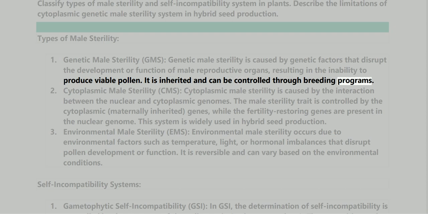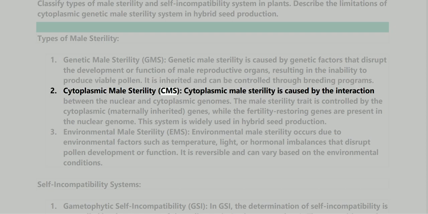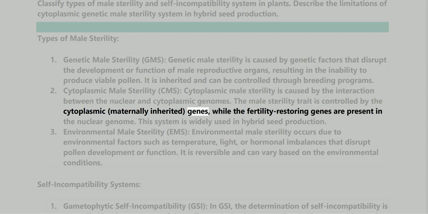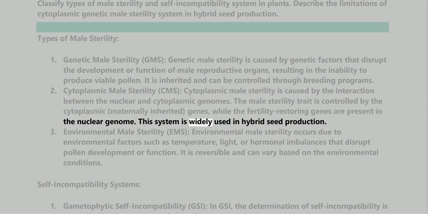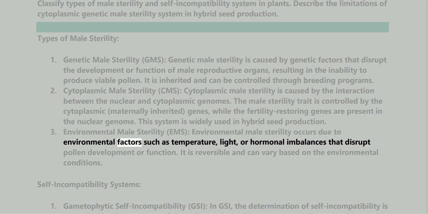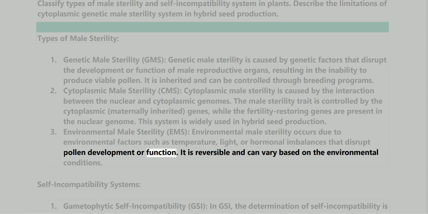2. Cytoplasmic male sterility, CMS. Cytoplasmic male sterility is caused by the interaction between the nuclear and cytoplasmic genomes. The male sterility trait is controlled by the cytoplasmic, maternally inherited, genes, while the fertility-restoring genes are present in the nuclear genome. This system is widely used in hybrid seed production. 3. Environmental male sterility, EMS. Environmental male sterility occurs due to environmental factors such as temperature, light, or hormonal imbalances that disrupt pollen development or function. It is reversible and can vary based on the environmental conditions.